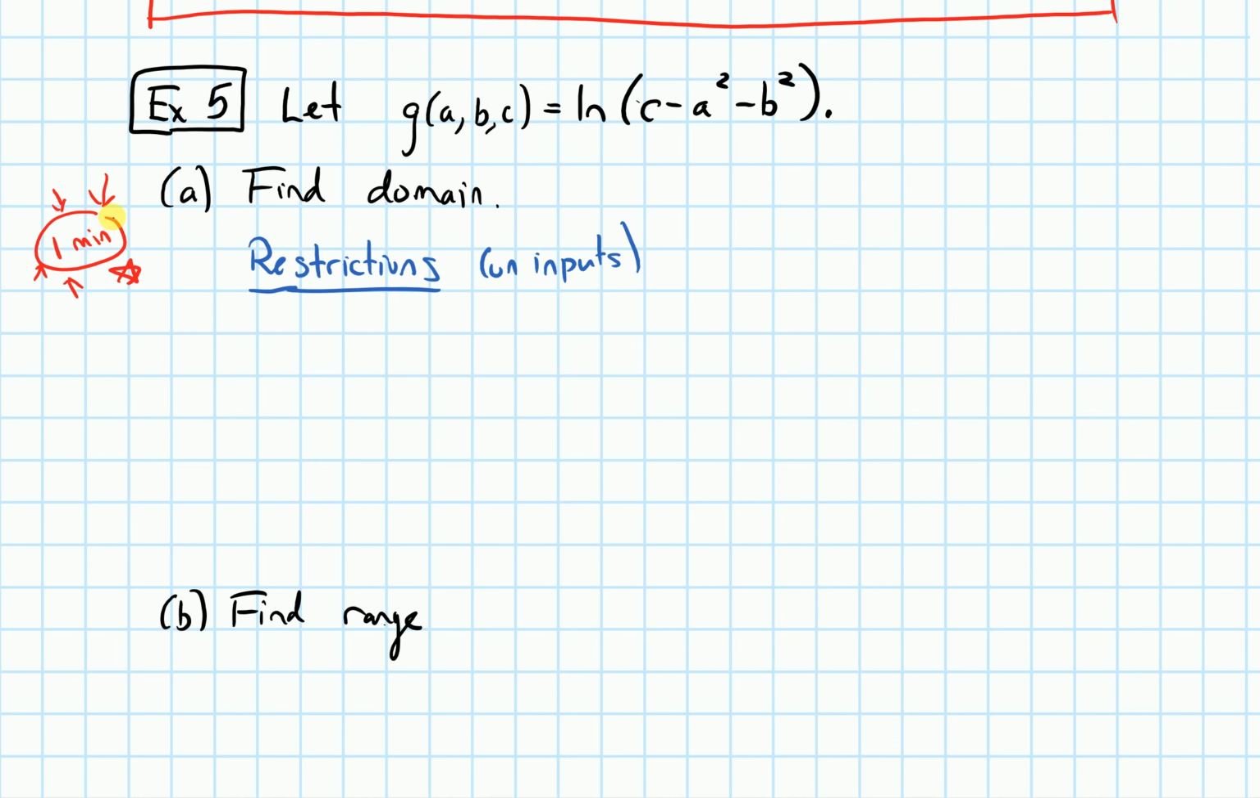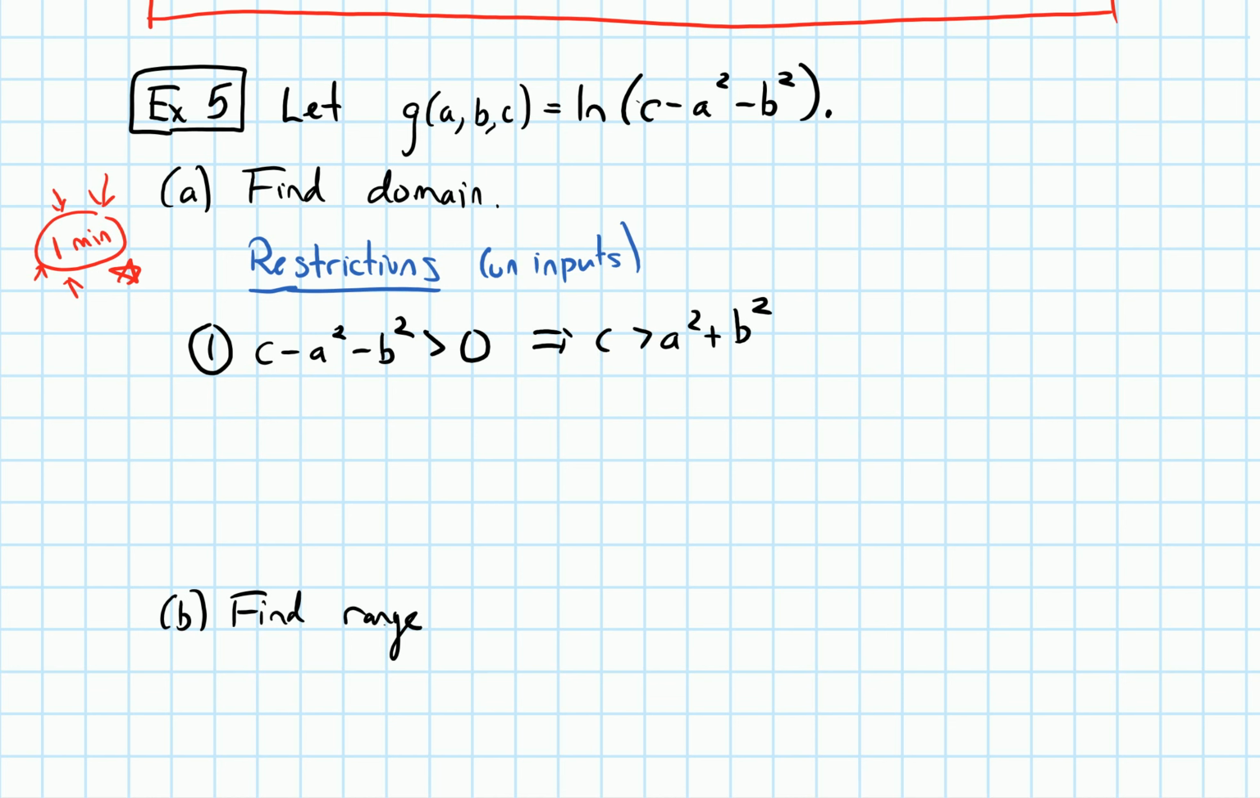This is a good algebra exercise, identifying restrictions based off of the type of function I have. All right, so hopefully you've tried that for about a minute. Let's talk about it together. I see one restriction here. With this ln function, the inside of ln, which is c minus a squared minus b squared, has to be strictly greater than 0. No equal sign. I can't even plug 0 in to ln. If we isolate for c, we get c is greater than a squared plus b squared.